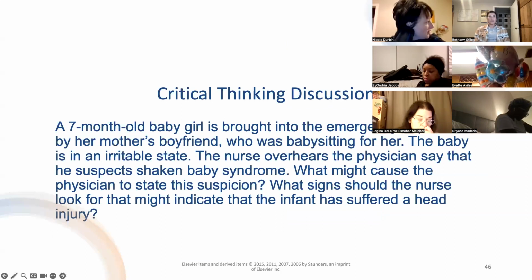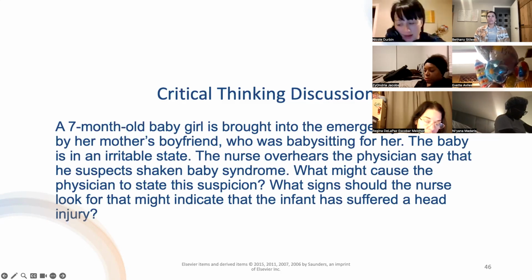So here we have a 7-month-old baby girl brought into the ER by her mother's boyfriend who was babysitting. The baby is irritable. The nurse overhears the physician say that he suspects shaken baby syndrome. What might cause him to have that suspicion? And what signs should the nurses look for that indicate he suffered a head injury?